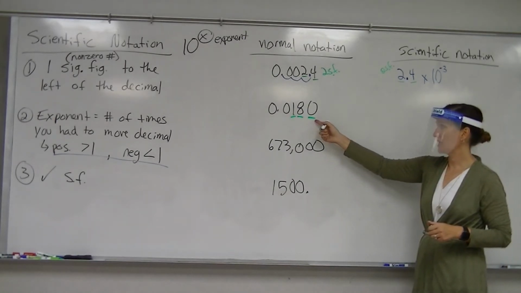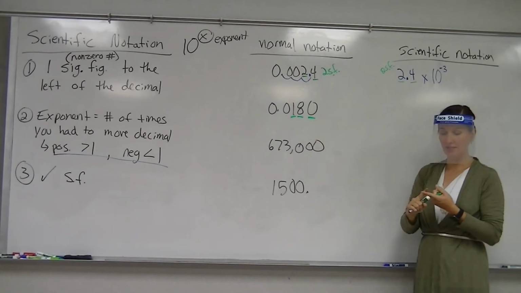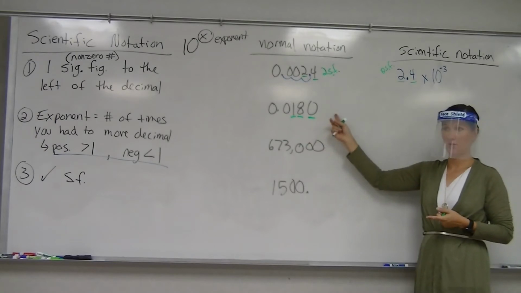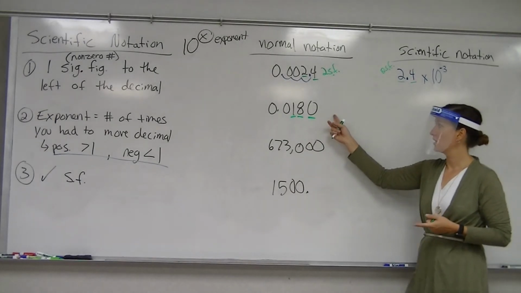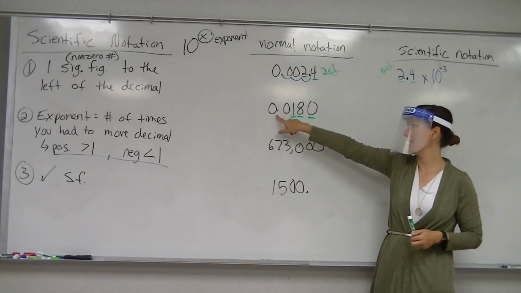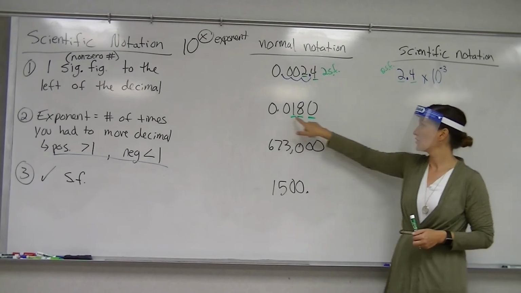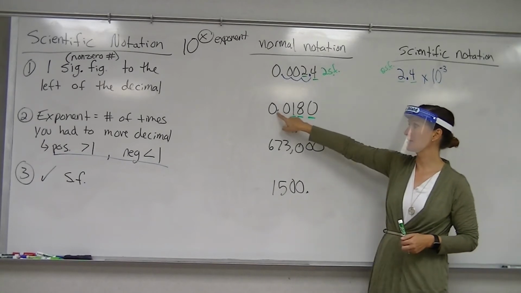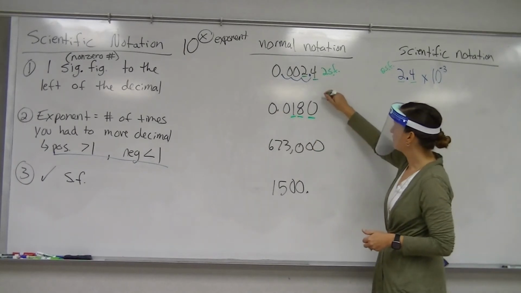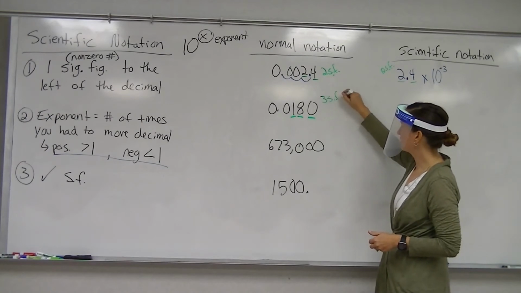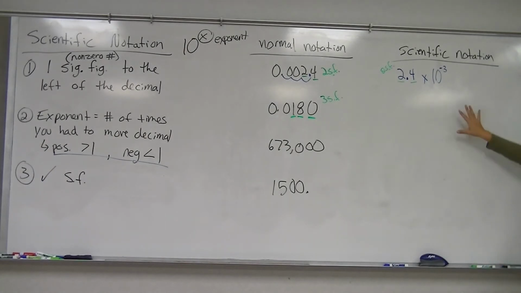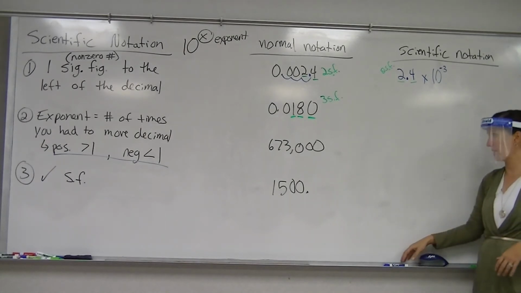To figure out if zeros count, the rules say, yes, zeros count if they're between 2 non-zero numbers, and this 0 is not between 2 non-zero numbers. The other way a 0 can count is if there's a decimal point. And in this case, yes, there's a decimal. So this 0 does count because there's a decimal point there, and we started counting at the 1. So for this one, we have a total of 3 significant figures: the 1, the 8, and that last 0. Once we get it in scientific notation, we'll double check and make sure we kept all 3.